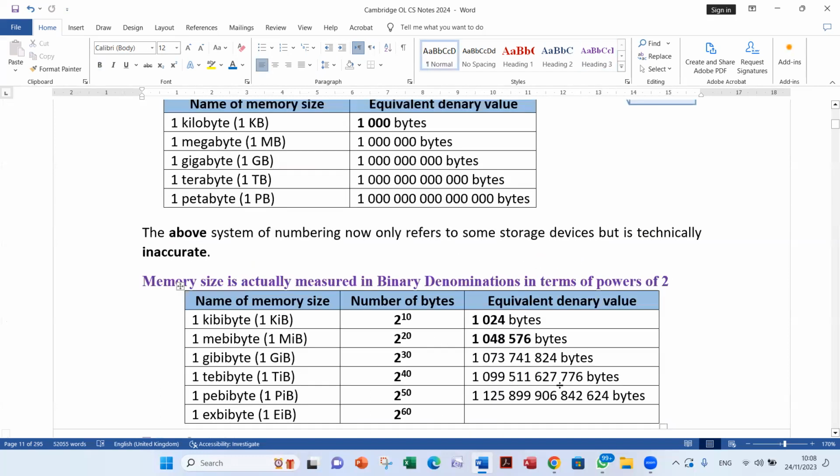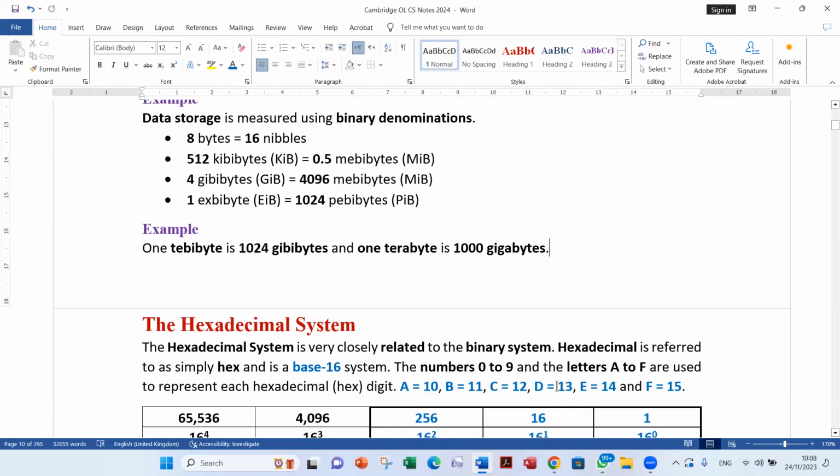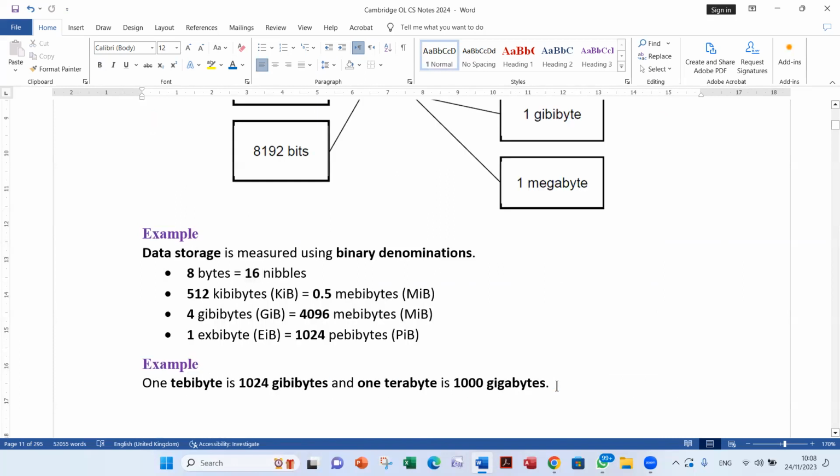So I think you need to remember what is written here in those two tables to be able to achieve these values. Okay? In the next session, we will study hexadecimal.